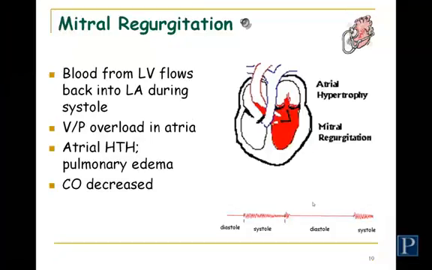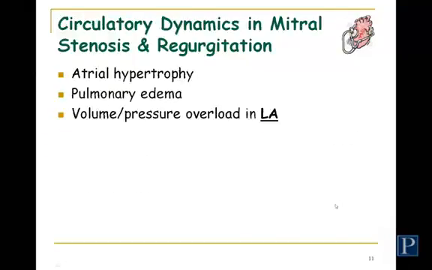So what do mitral regurgitation and mitral stenosis have in common? Okay, so the location of the volume pressure overload is in the left atria. They're associated with atrial hypertrophy. You can also have pulmonary edema. So how would you know that you had a volume pressure overload in left atria?